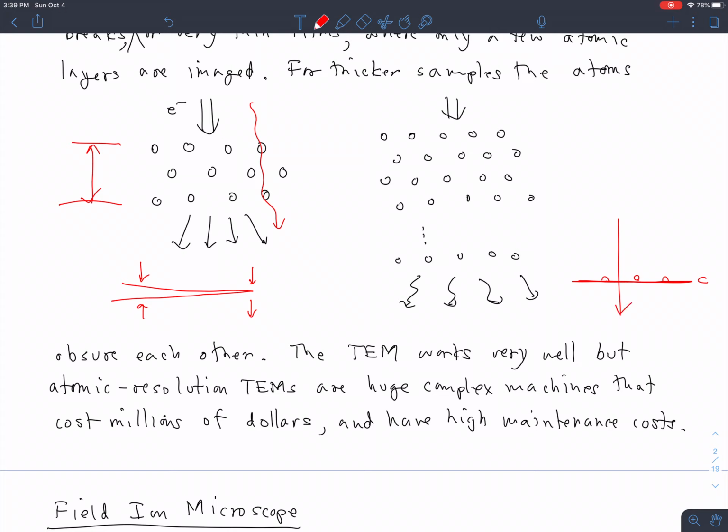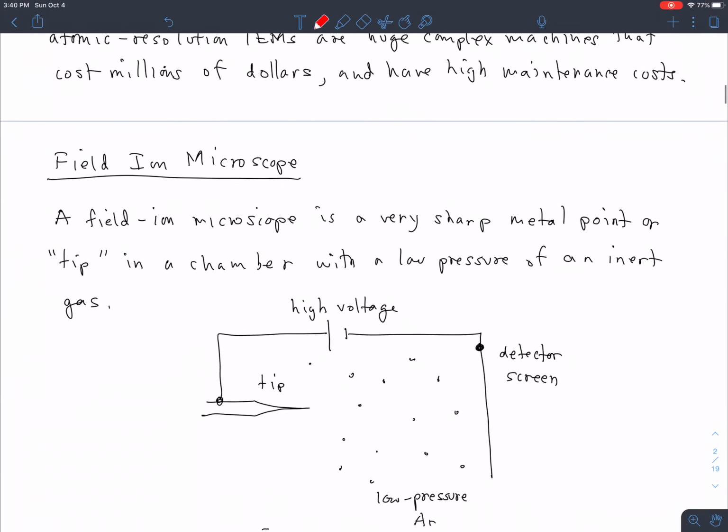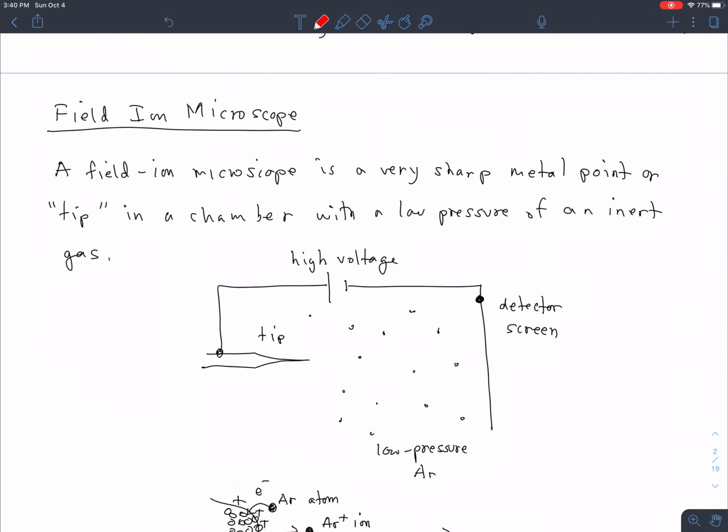And therefore you can't have a TEM in your own lab, probably. You have to have a TEM or an electron microscope facility available to you, and you get charged per hour for using the thing. So it's a rather complicated and difficult and expensive item of equipment to use. The field ion microscope is unusual.